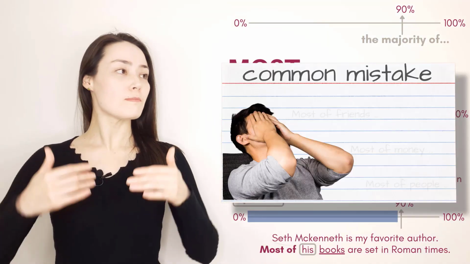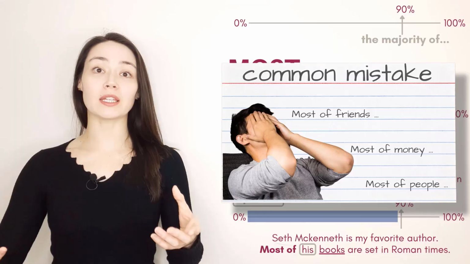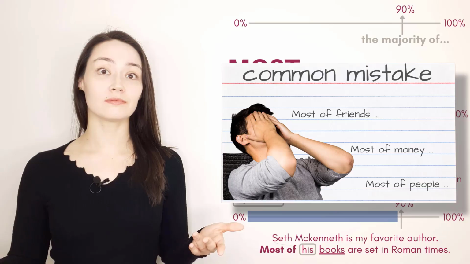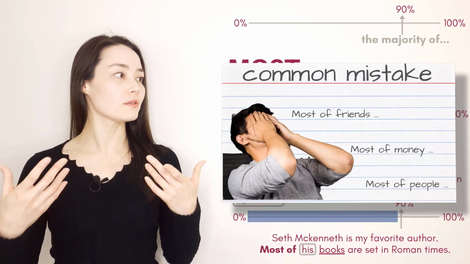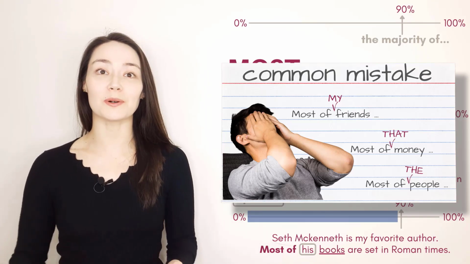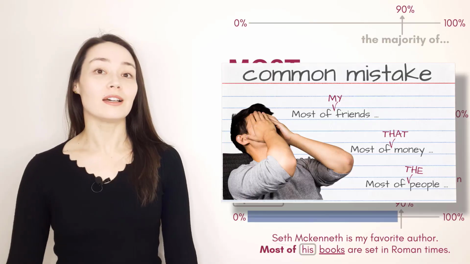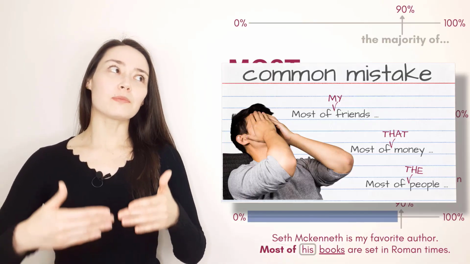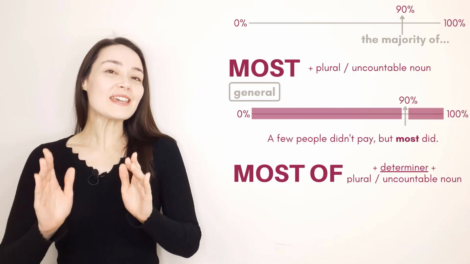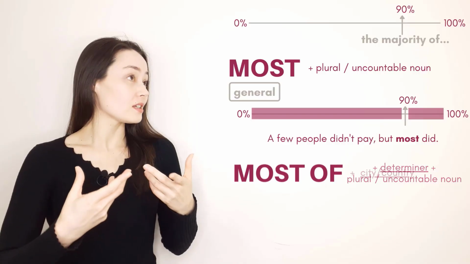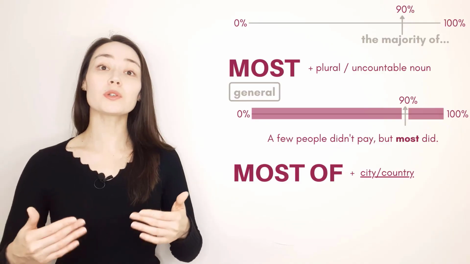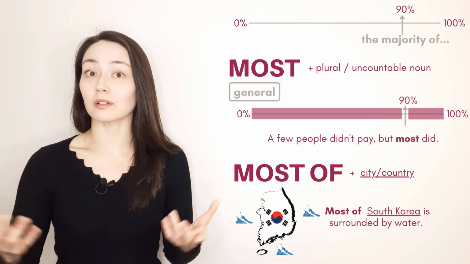Common mistake. Most of friends, most of money, most of people. If you use most of, you need a determiner. Most of my friends, most of that money, most of the people. Okay, I've made this most of plus determiner thing clear, but there's always a but. If you say most of plus city, country, you don't need that determiner. Most of South Korea is surrounded by water.